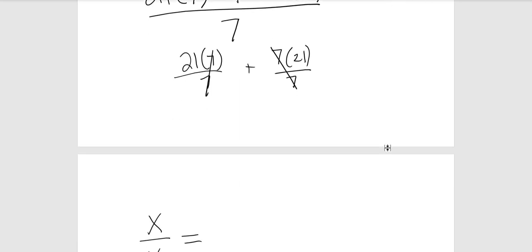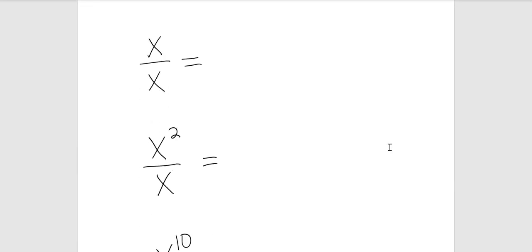Let's apply this to what we know about polynomials. Remember, with the division property, if you have the same base, you keep the base and subtract the exponents. So we know x divided by x, anything divided by itself is 1. X to the first divided by x to the first is x to the 1 minus 1, which is x to the 0, which we also know is always equal to 1.